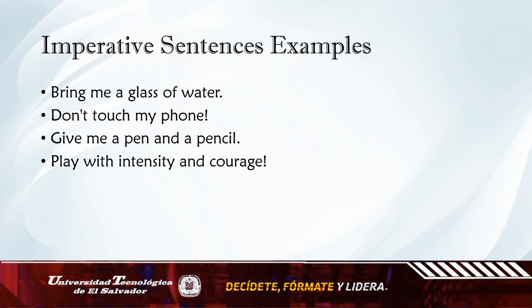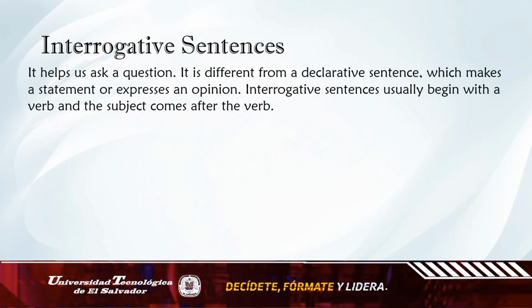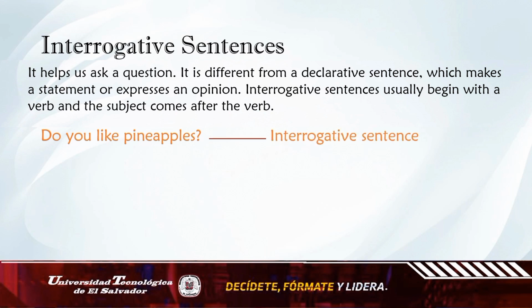And to conclude this class, we have the interrogative sentence. An interrogative sentence helps us ask a question. It is different from a declarative sentence, which makes a statement or expresses an opinion. Interrogative sentences usually begin with a verb and the subject comes after the verb. For example, do you like pineapples? Is an interrogative sentence because it asks a question. On the other hand, I like pineapples is a declarative sentence because it makes a statement.